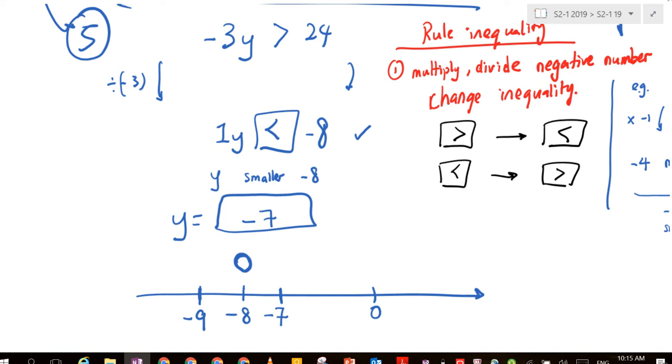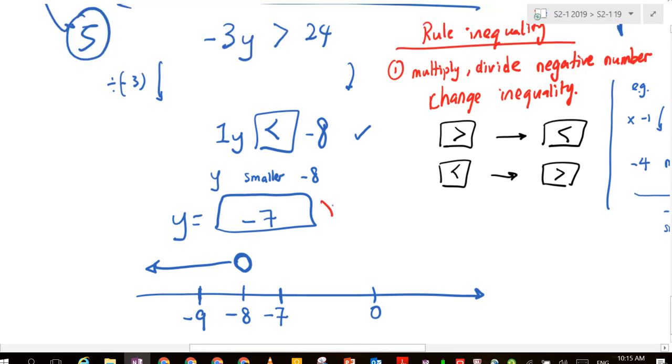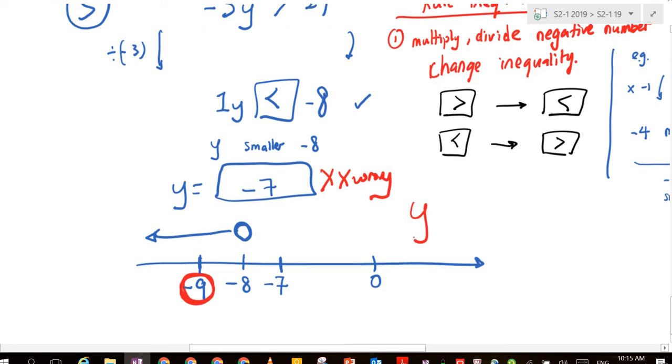Cool. Jermaine, y smaller than negative 8. This side, right? Therefore, what are the possible numbers? Can you use your red pen and write this is wrong? The biggest number is actually negative 9.